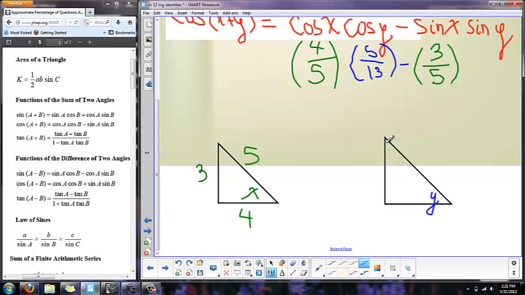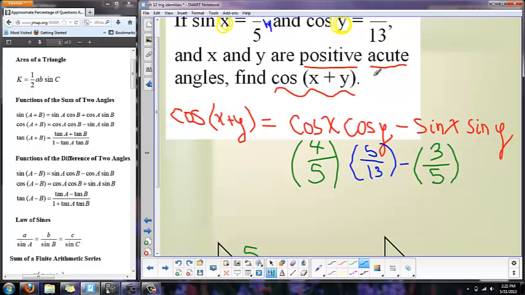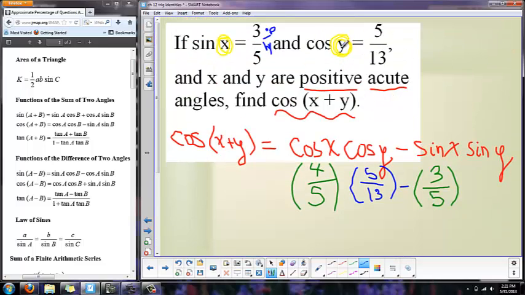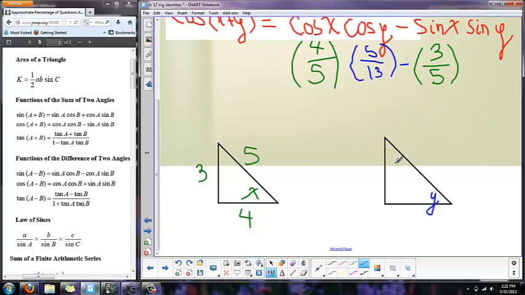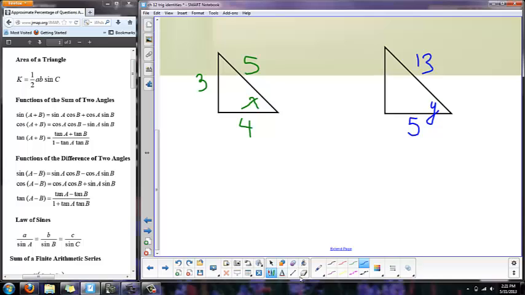Now I'm going to come over here to my other triangle. It gave me the information that the cosine of y is 5/13. So cosine is adjacent over hypotenuse. This one might be another one of those identities that we can remember, but I'm not positive, so I'm going to use the Pythagorean theorem. So I'm going to do 5 squared plus x squared is equal to 13 squared.